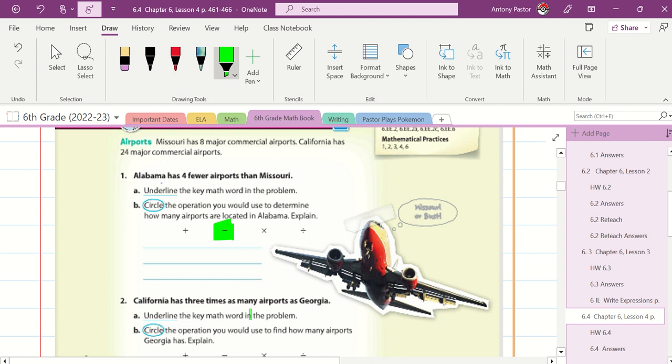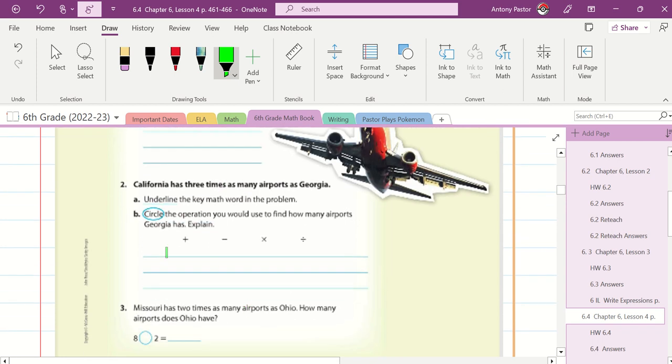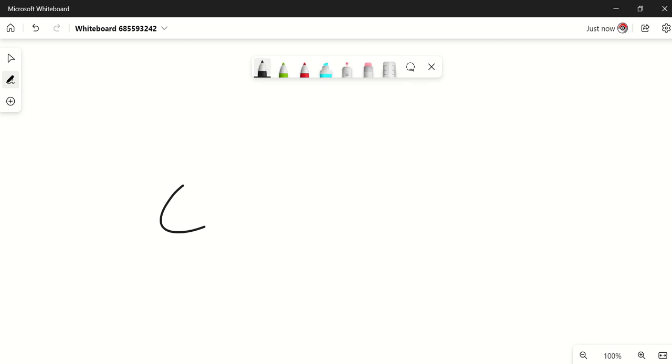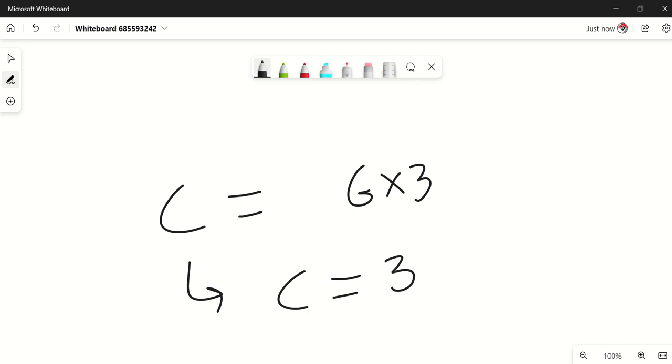Our second example would be California has 3 times as many airports as Georgia. The key math word here is times, which we all know is multiplication. So to write an algebraic expression, California has 3 times as many airports as Georgia. So California will equal whatever Georgia has times 3. Or another way to write this is C equals 3 times G, or 3G. You can also write this G times 3, but usually we'd like to write it like this. So California will equal 3 times whatever Georgia has, 3G.